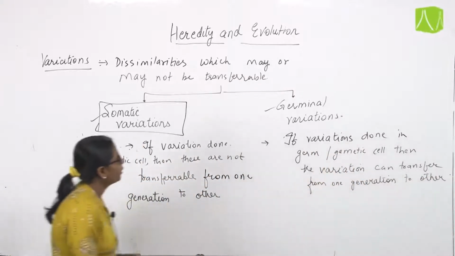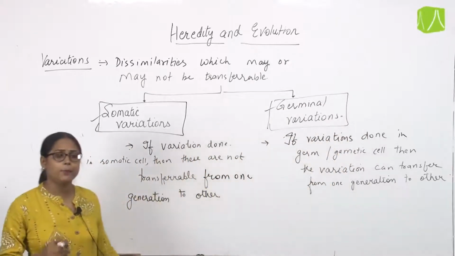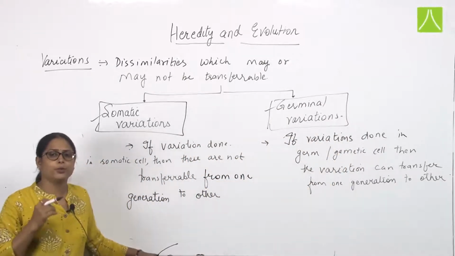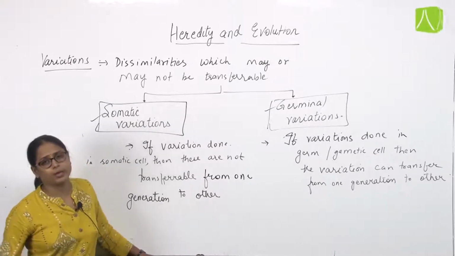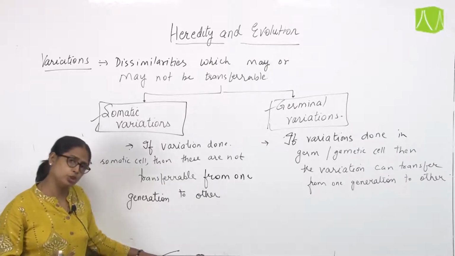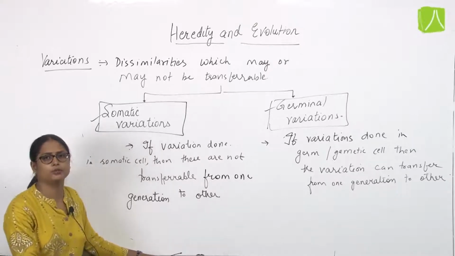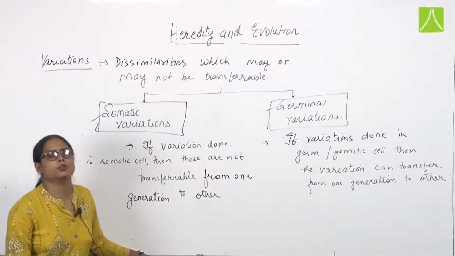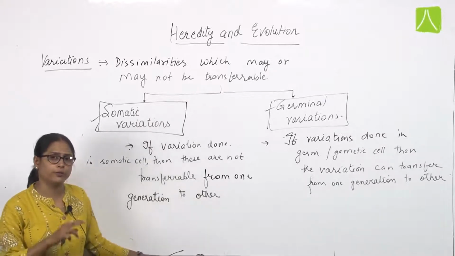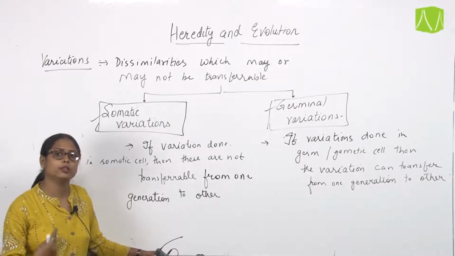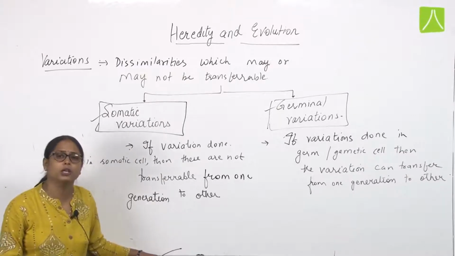Fine. So, in case of germinal variation, the changes in the gene part of DNA which are present in the gametic cell or germ cell can be transferred from parents to their offspring. Why? Because these gametic cells will fuse during fertilization to form a diploid zygote. That diploid zygote will definitely contain the information of both types of gametic cell.